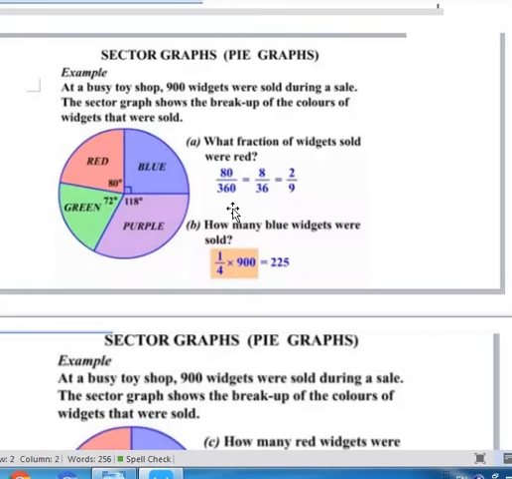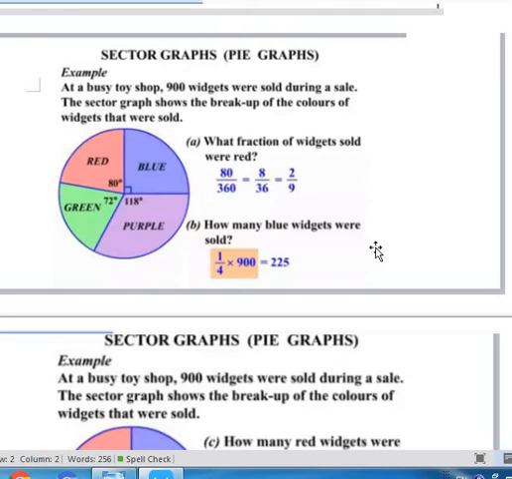80 over 360. Simplify means divide. Divide by 10, divide by 10: 8 and 36. Divide here by 4 and divide by 4. Divide both the numerator and the denominator by the same number. Okay, this is an important note. Don't forget to divide the numerator as well as the denominator, Marwan.